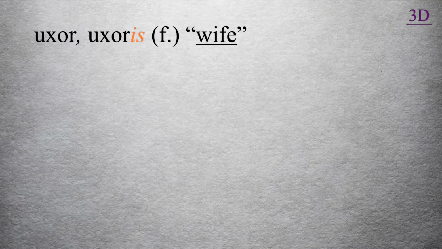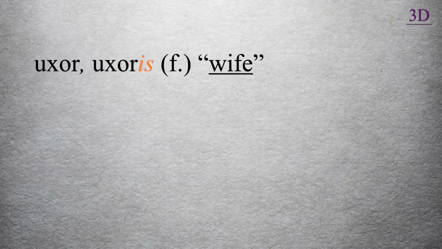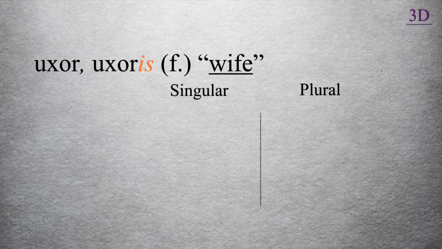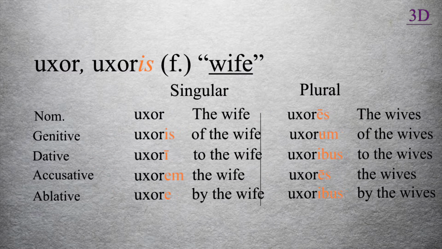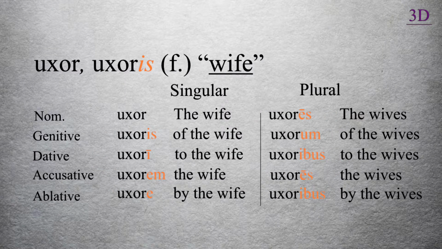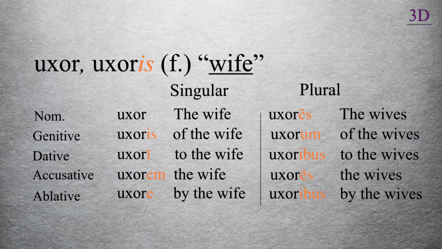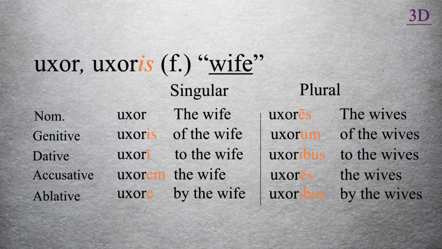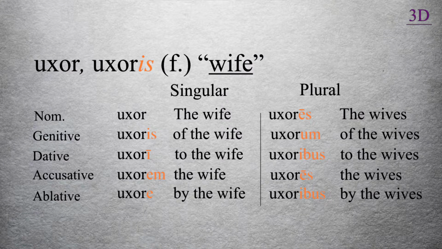Now, let's choose uxor, uxoris, feminine for wife. Starting again with the nominative singular, uxor, uxoris, uxori, uxorem, uxore, and the plural nominative, uxores, genitive plural, uxorum, dative plural, uxoribus, accusative plural, uxores, ablative plural, uxoribus.